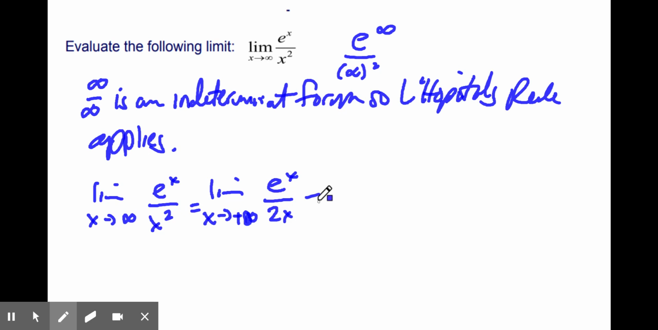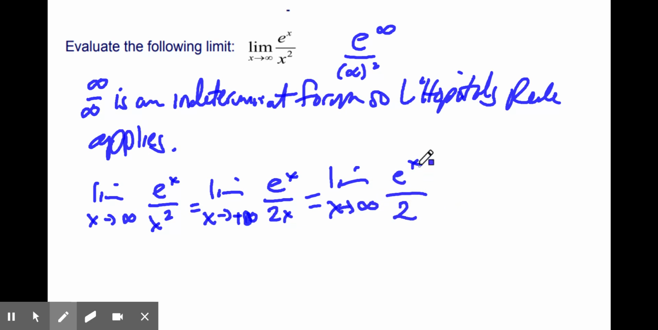Well, we do it again, okay? Because L'Hopital's rule says we still have an indeterminate form, so L'Hopital's rule will apply a second time. So let's go ahead and derive. The derivative of e to the x is e to the x. The derivative of 2x is 2. Now we're going to get a result.